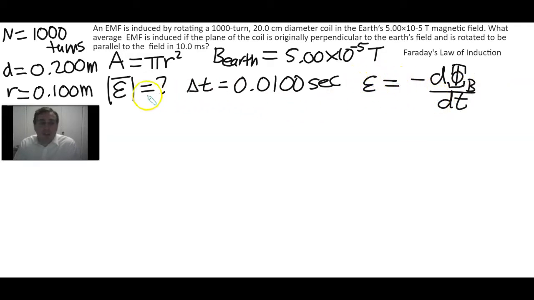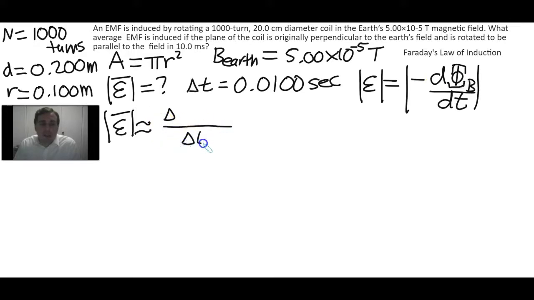Now, by the way, we really just care about the magnitude here, so let's not worry about that minus sign. And also, let's approximate this EMF, because we want the average EMF magnitude. So instead of writing this as a derivative, let's write it as a delta. So let's do delta phi sub b over delta t. Now, what is phi sub b? Well, that's BA cosine phi.